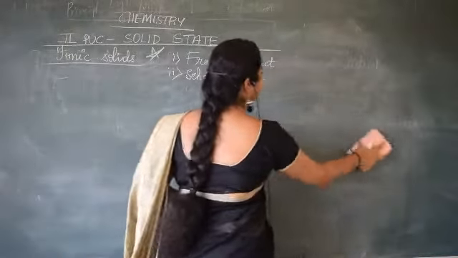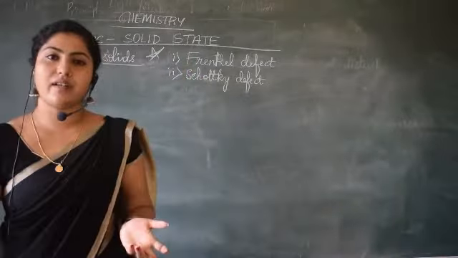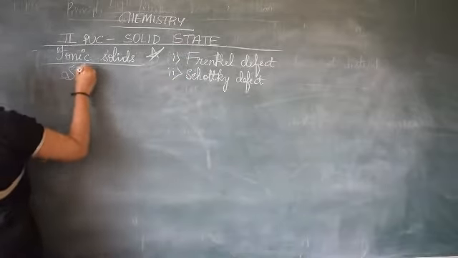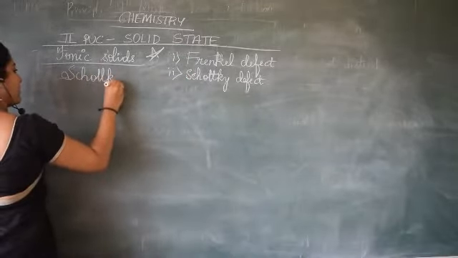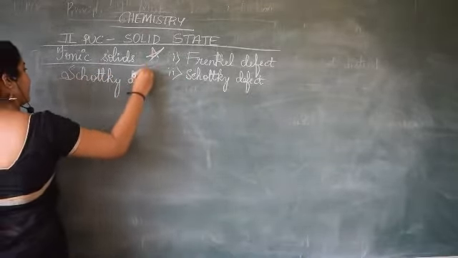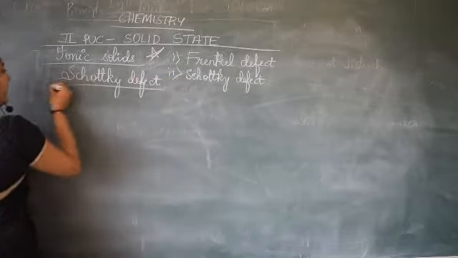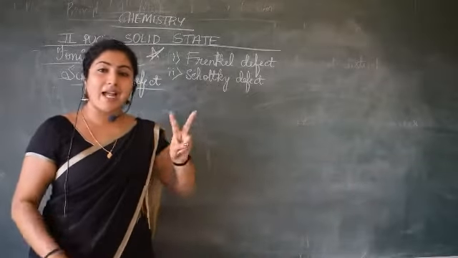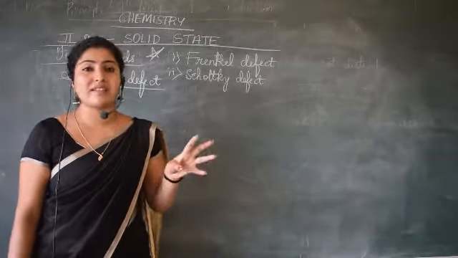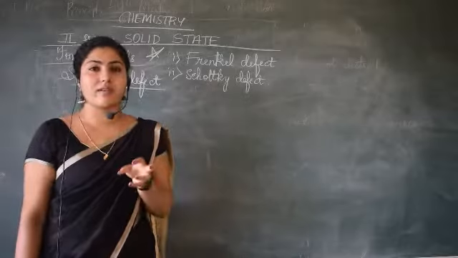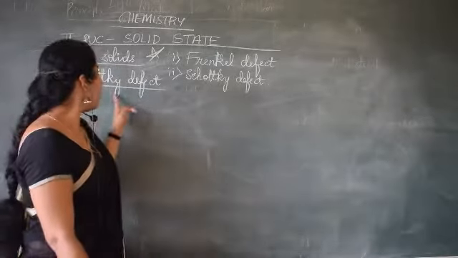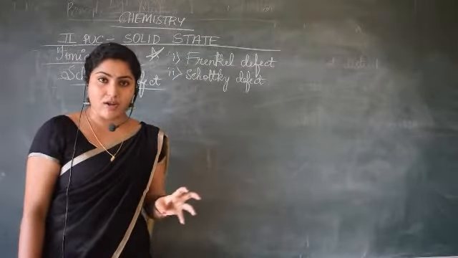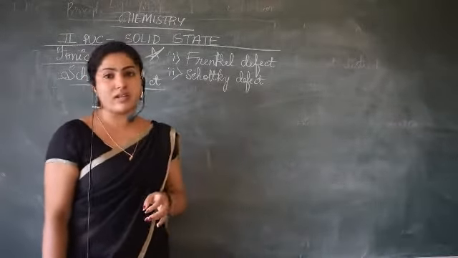In Schottky defect, again we see this particular defect in ionic solids only. This defect is observed when cations and anions are almost of similar sizes. Here missing of equal number of cations and equal number of anions takes place.